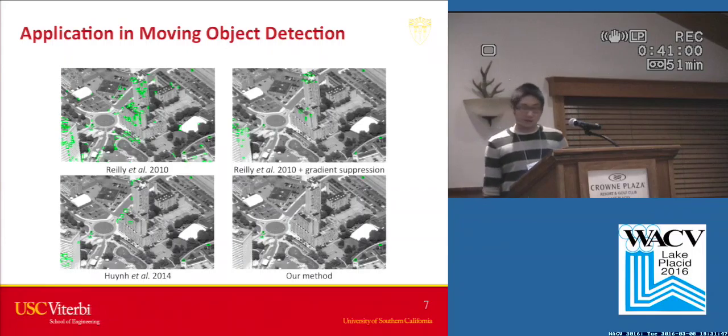And then we further apply the stabilized video to a moving object detection method, which is basically based on background subtraction. As you can see, using 2D stabilization only will generate a lot of false alarms around the 3D structures. Using post-processing by a gradient subtraction will reduce the false alarms from weak parallax. But the false alarms from strong parallax, such as high buildings, still remain.